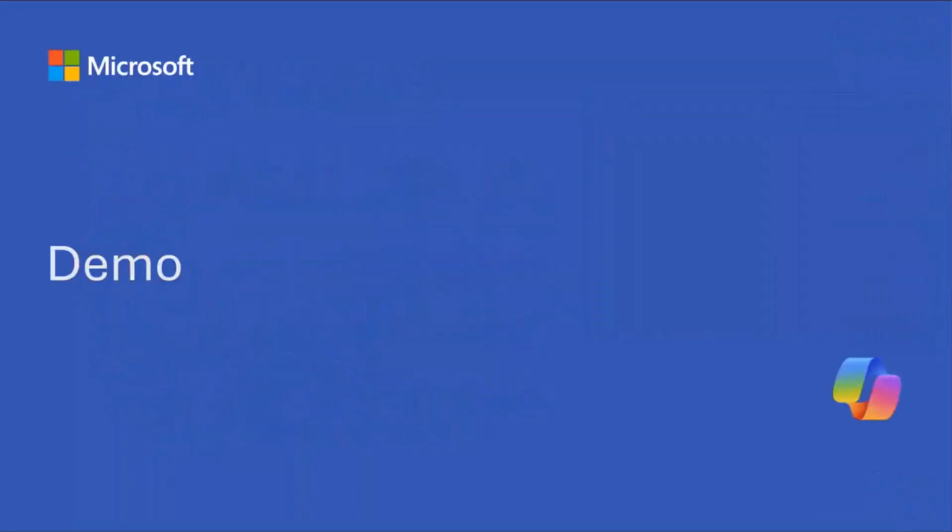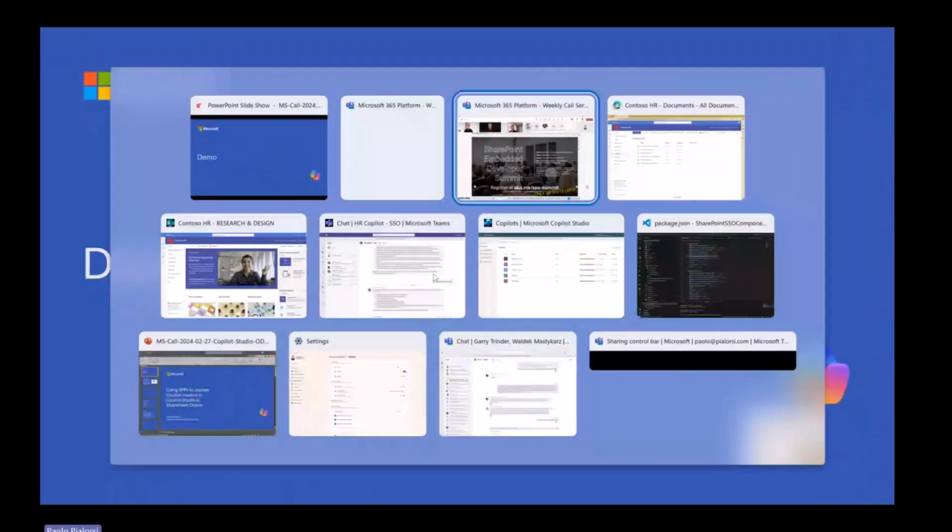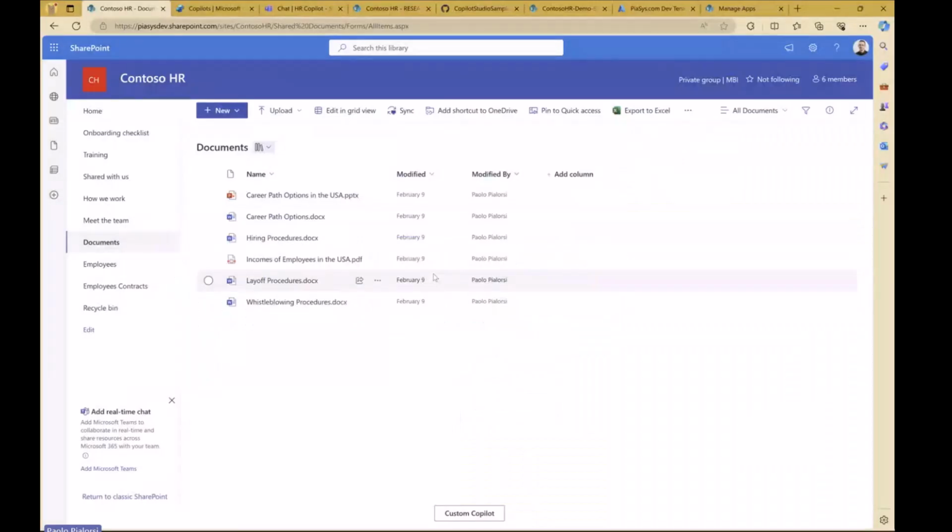So how can we do that? Let me show you. So first of all, this is the document library, a hypothetical HR site that we've been already using in the previous demos in this series.